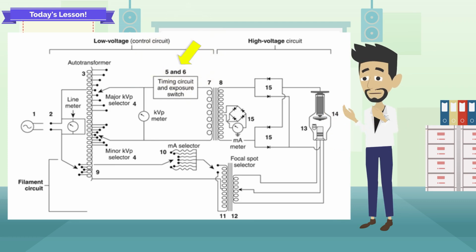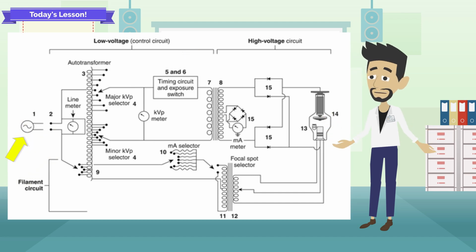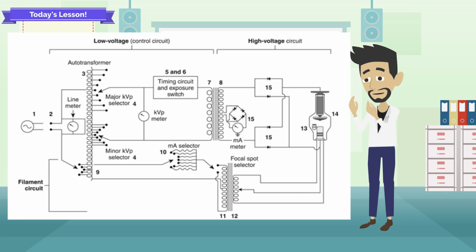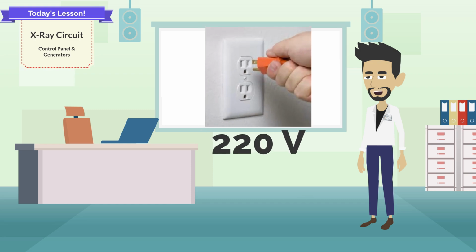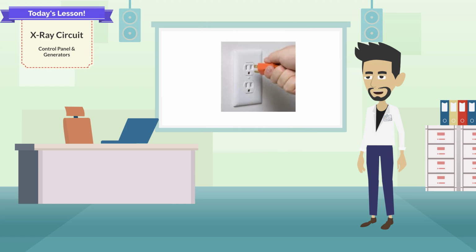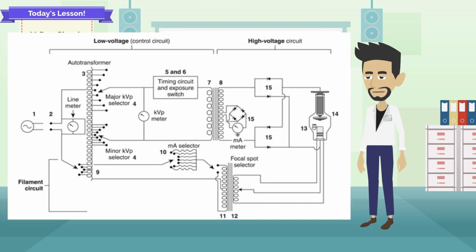The AC power supply, 1, is wired into the building, providing electric power from the local power company. Most outpatient facilities have a 220 V power supply going into the X-ray room. Hospitals with more powerful equipment may have a larger supply. The main switch, 2, controls the power to the control console. Many of the components in this circuit operate at the standard 120 V.